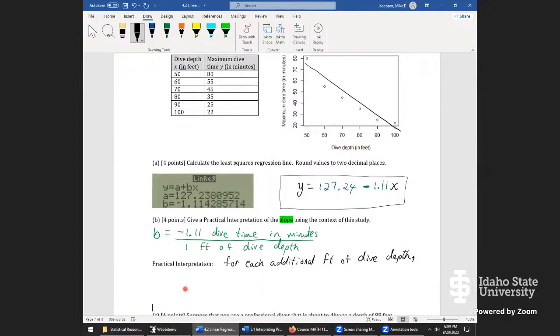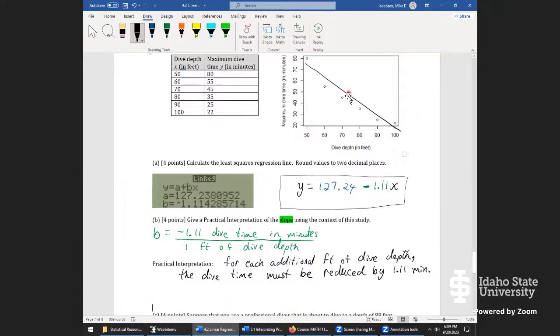For each additional foot of dive depth, the dive time must be reduced, coming from that negative sign. And it makes sense, the deeper you go, the less you're allowed to stay in the ocean. Must be reduced by 1.11 minutes. So that's what the slope is saying altogether.